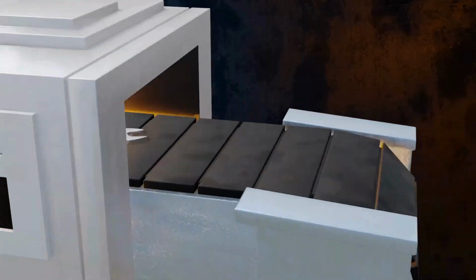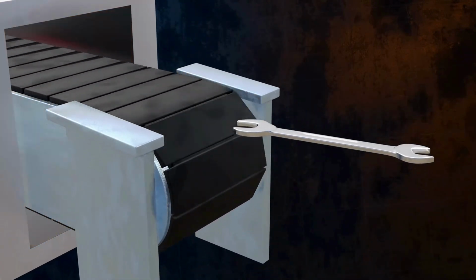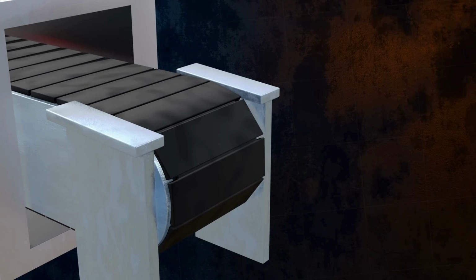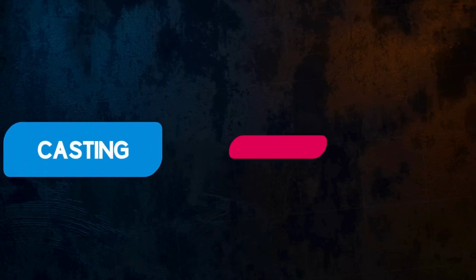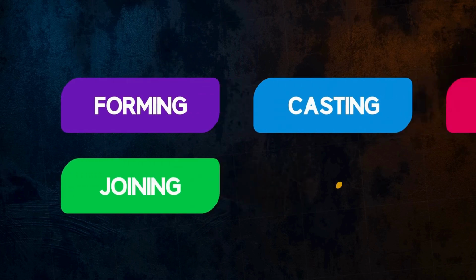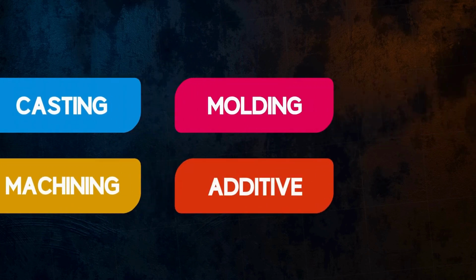Ever wonder how amorphous lumps of material are turned into the everyday products which surround us? Let's find out. In this video, we're going to talk about manufacturing processes. There are 6 main categories of manufacturing processes, which are forming, casting, molding, joining, machining, and additive manufacturing.